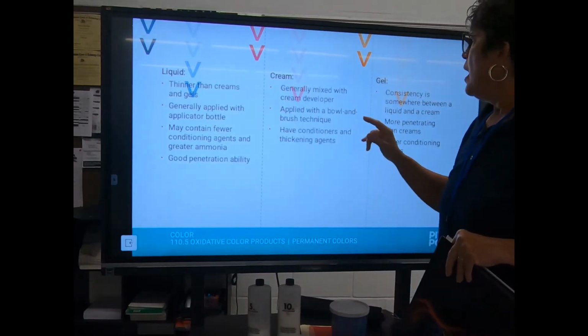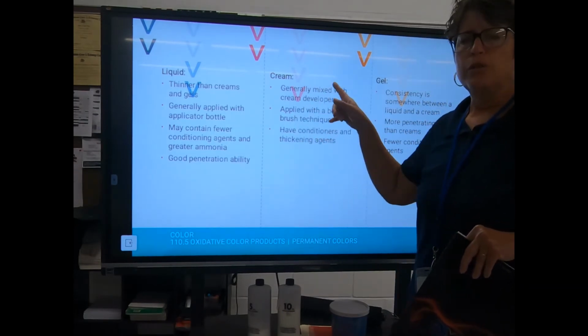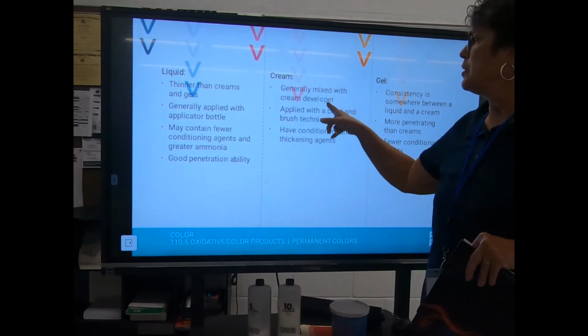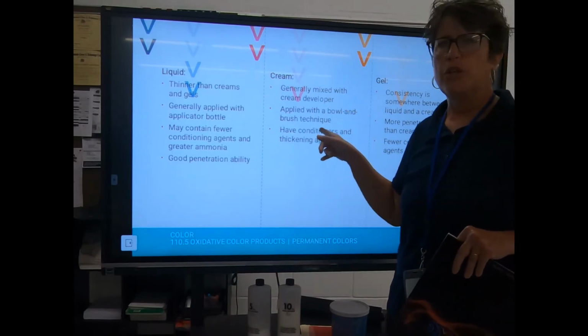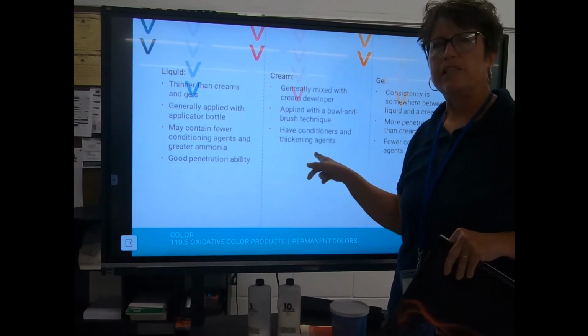Cream is what we use in here with the Paul Mitchell, where we squeeze it out of a tube and we mix it with the developer. You need a bowl and brush. You can't squeeze this out of a bottle. And it has conditioners and thickening agents in it.